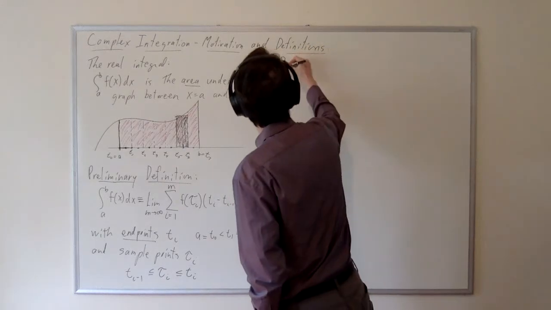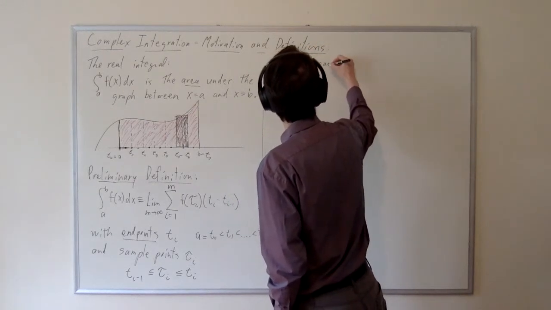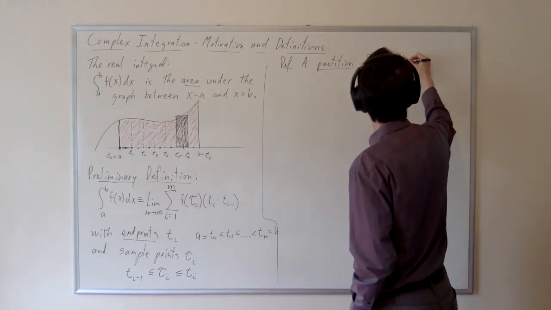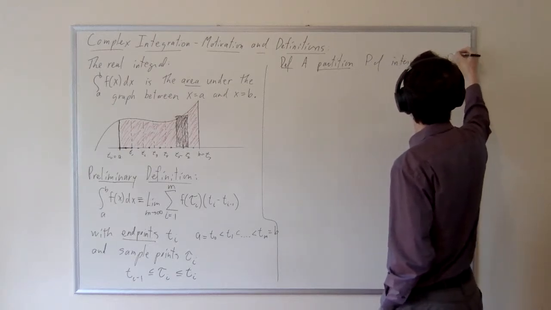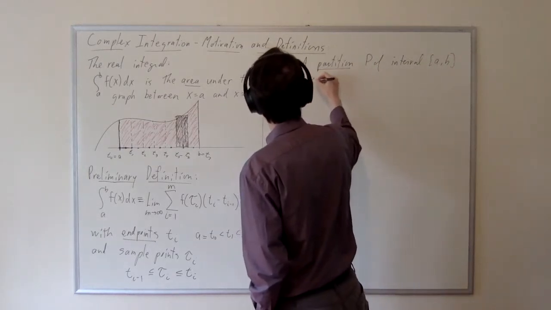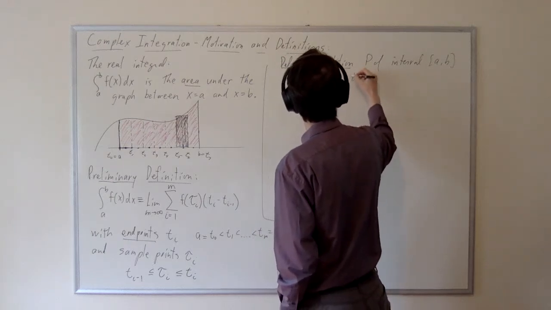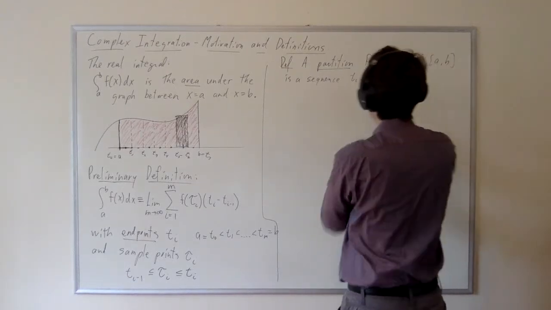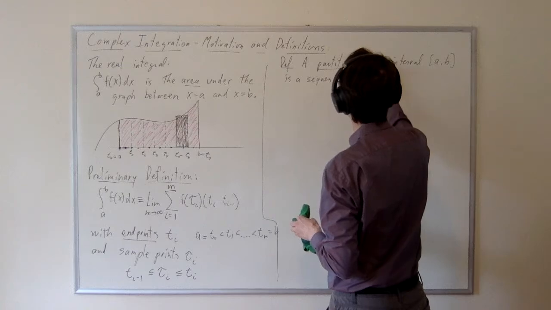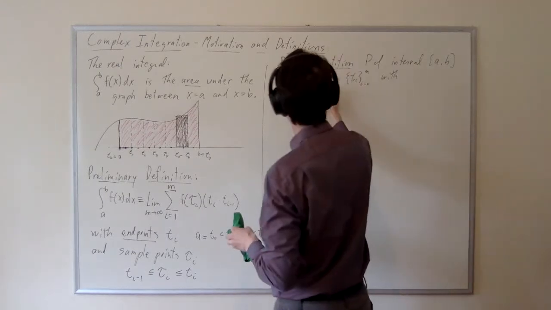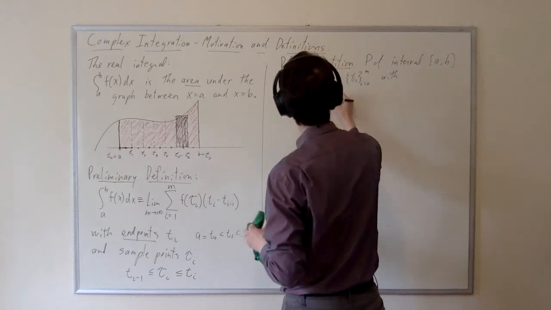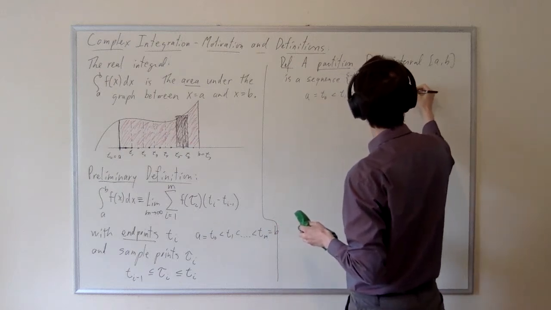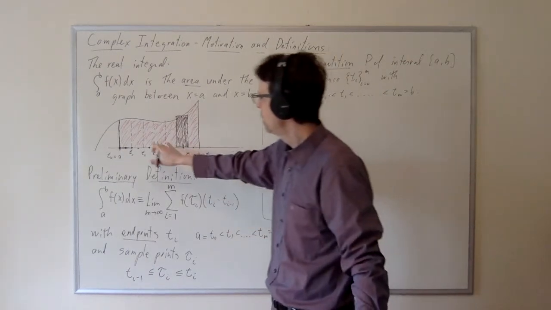So a definition: a partition of an interval [a, b] is a sequence t_i, where i goes from 0 to m, with a = t_0 < t_1 < ... < t_m = b. Okay, so it's just this division into these pieces.